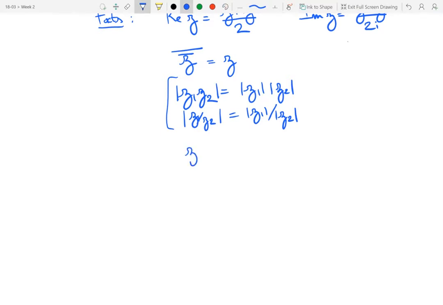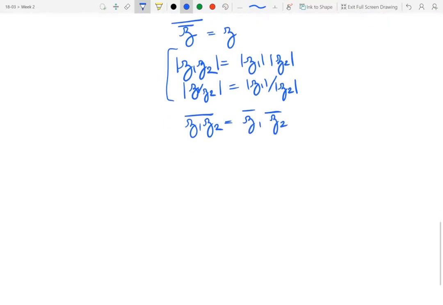And in fact, something very similar happens if you want to take the complex conjugate of the product of two complex numbers. Then you just multiply the conjugates, and if you take the conjugate of the ratio of two complex numbers, that's going to be the ratio of the conjugates.